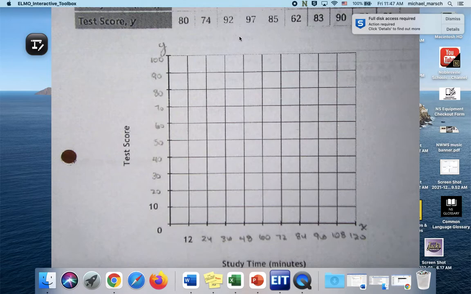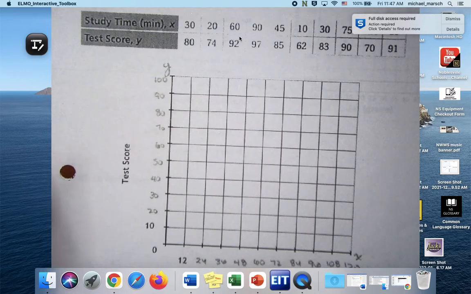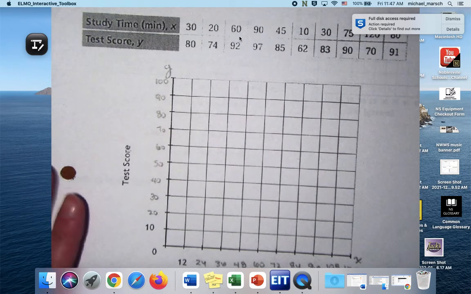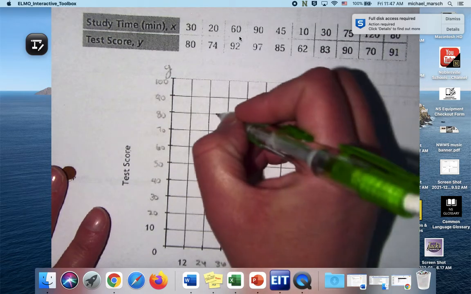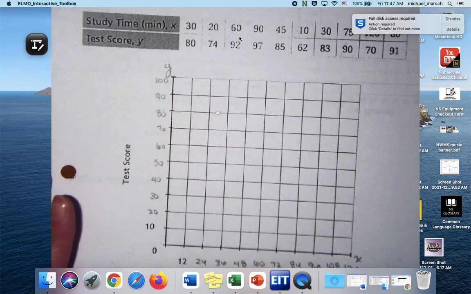Okay, are you guys plotting the points here? Are you plotting the points? Oh, I'm trying to figure out most of the stuff. I put it up there for you.